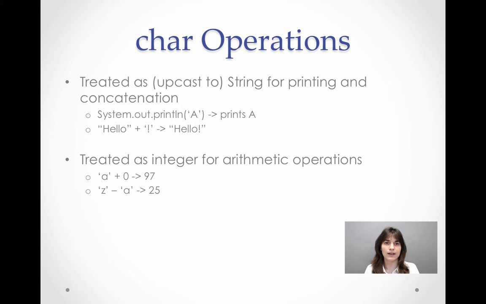In the examples here, we are adding a character to a number, 'a' plus 0. That will add the ASCII value for the lowercase a to the value 0, and it will give us back an integer, which will be 97, because 97 is the ASCII value for the lowercase a. We can also make subtraction exactly the same way as we would with any other integer. We can subtract 'a' from 'z' and we will get 25, because there are 26 letters in the English alphabet.